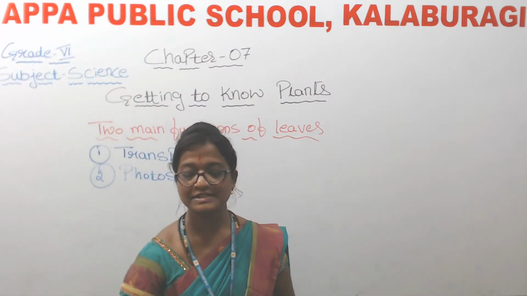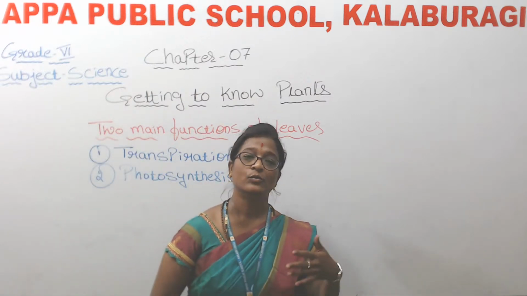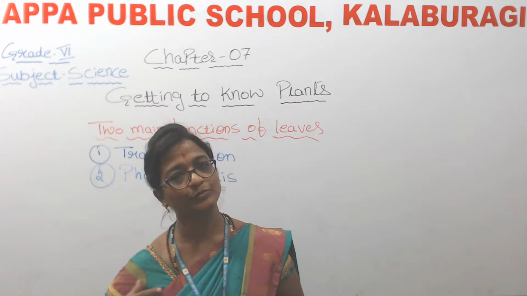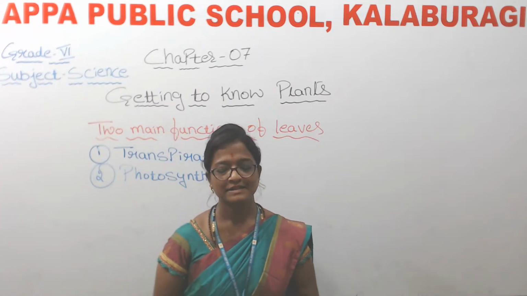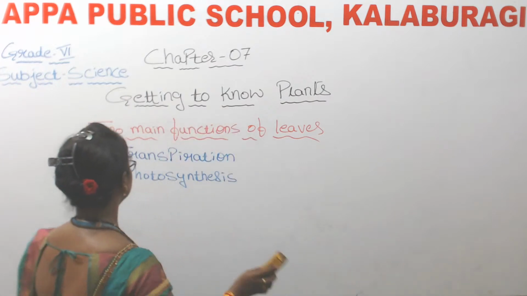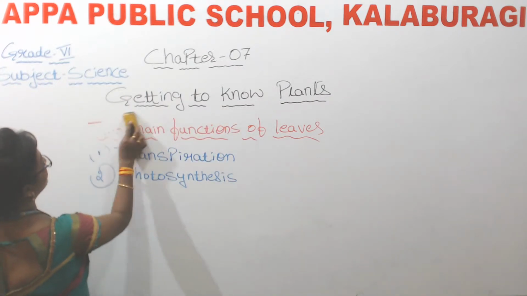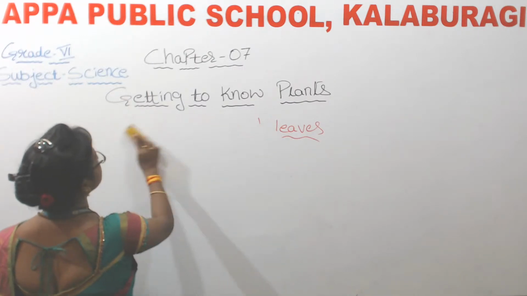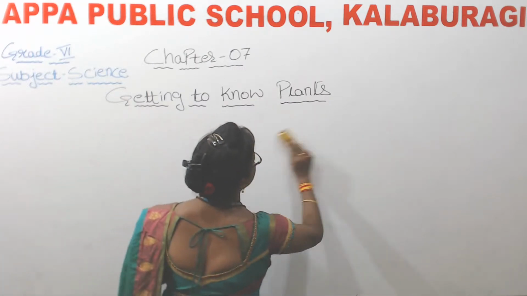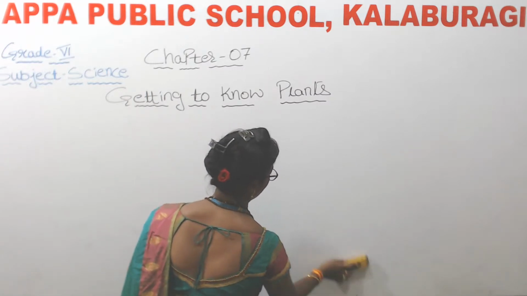We will discuss in detail what we mean by transpiration, what we mean by photosynthesis, and how it works in the next class. Children, just know that there are two main functions of leaves: one is transpiration and the other one is photosynthesis.